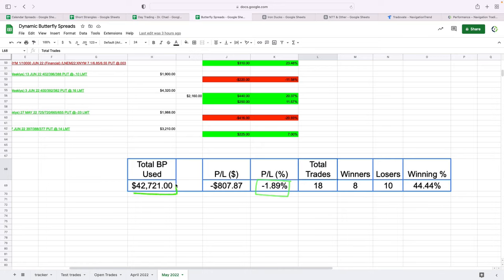Total buying power used on all of our trades throughout the month, a little over 42,000. 18 trades, 8 winners, 10 losers, winning percentage of a little over 44%. We expect that to turn around, and we've got about 7 or 8 trades currently on that we'll be reporting on next month once they get closed out as well. So a little bit of a down month for butterflies, but that's okay.